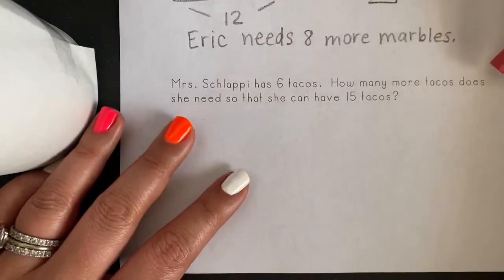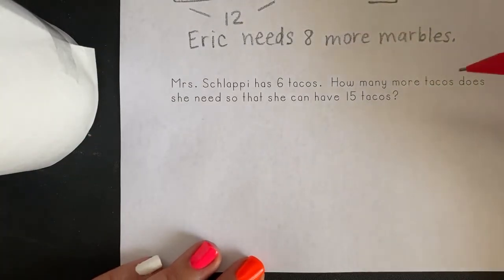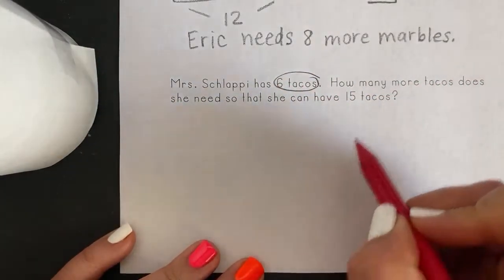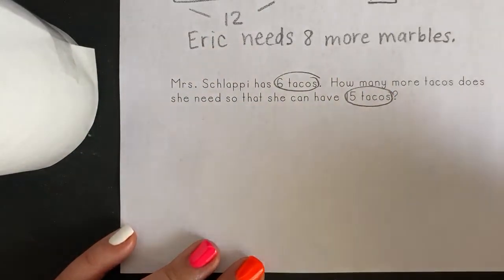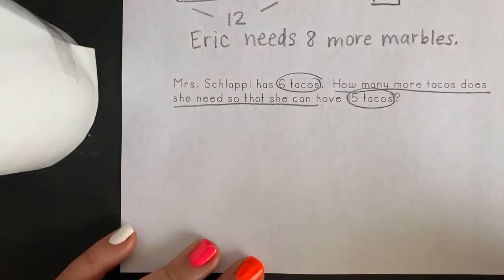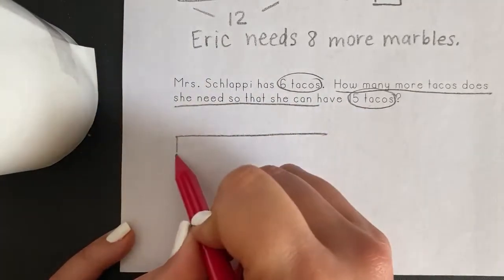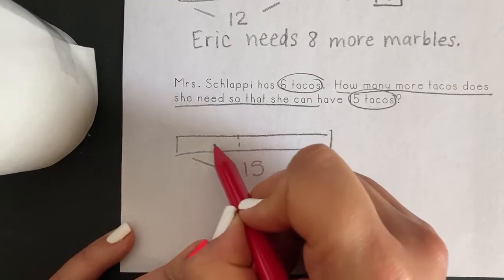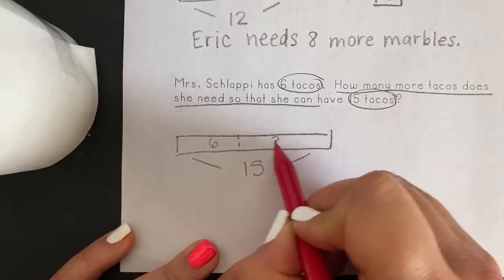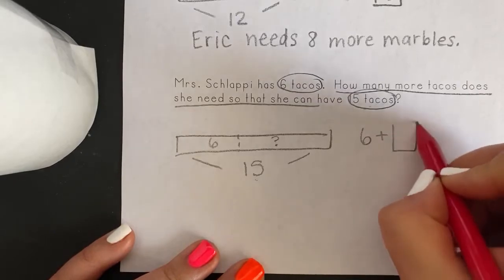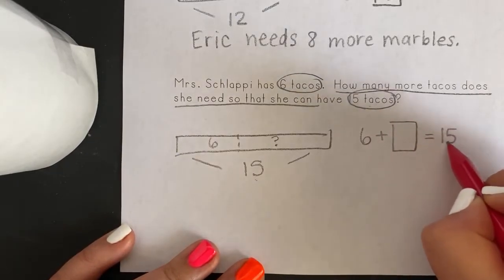Last problem. Mrs. Schlappy has 6 tacos. How many more tacos does she need so that she can have 15 tacos? Let's start the same way. We know she has 6 tacos. We know she wants to have 15 tacos, and we're trying to figure out how many more she needs to get to that 15. So I'm going to make my tape big enough for 15. I know she started with 6. And I want to know how many more she needs to get to that 15. So 6 plus mystery box equals 15.